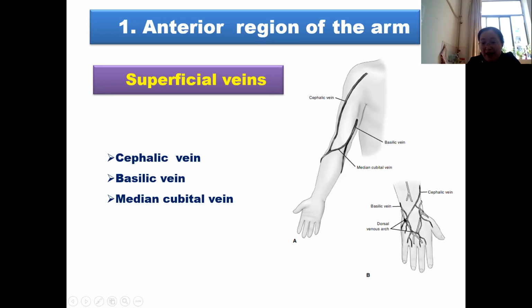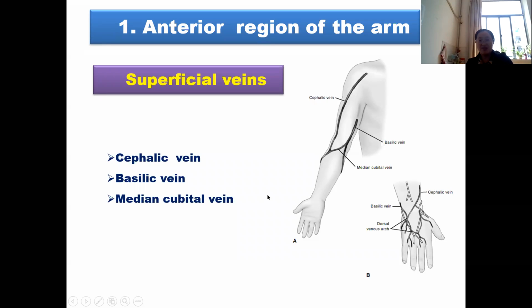And in the medial part, the ulnar side, they unite into the basilic vein. The basilic vein drains into the axillary vein at about the junction between the superior one-third and middle one-third from here, and then unites together with the brachial vein into the axillary vein. And the vein that connects between them is the median cubital vein. The median cubital vein is a site often used for blood sampling.